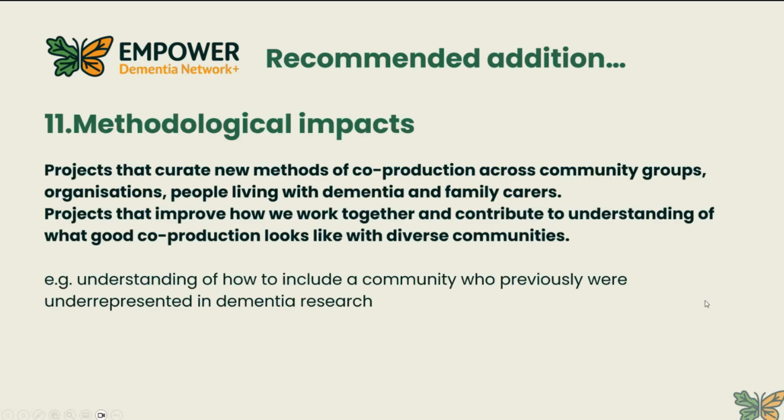So, for example, the projects that curate new methods of co-production across community groups, organisations, people living with dementia and family carers, and projects that improve how we work together and contribute to understanding of what good co-production looks like with diverse communities. So, for example, understanding of how to include a community who were previously underrepresented in dementia research and what working with them would look like and how we do that together. So those are the, I guess, 11 different types of impact.